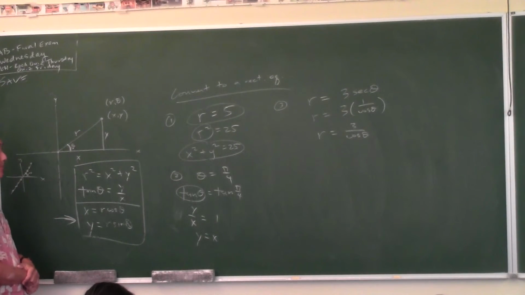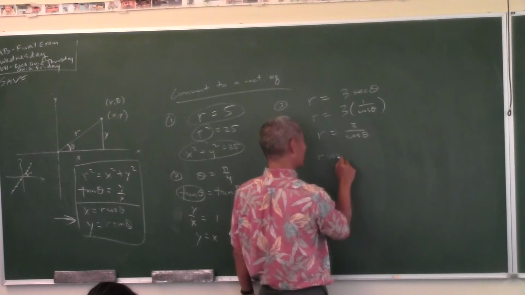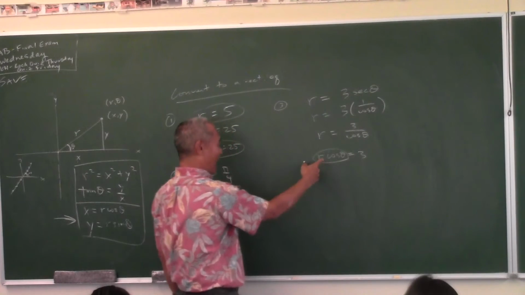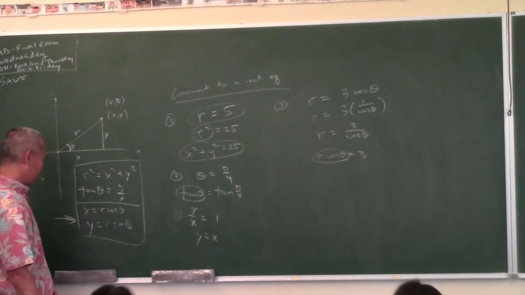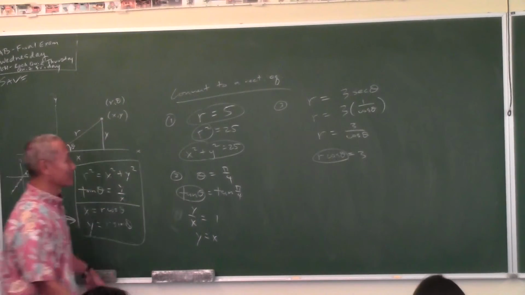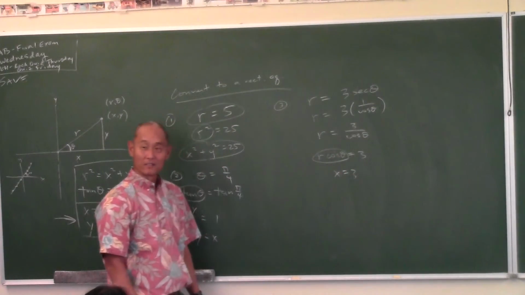Multiply both sides by cosine, so you get r cosine theta equals 3. And r cosine theta is... look, I'll point at it. It's x. That's x. So x equals 3. There's the rectangular equation.